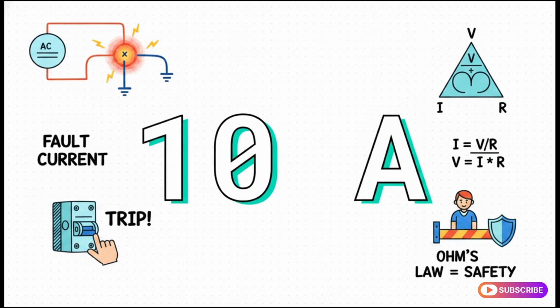So, the absolutely crucial takeaway here is this. This massive, sudden jump in current is exactly why low-resistance faults produce extremely dangerous, high currents in power systems. It is the exact reason your circuit breakers are designed to trip. They are basically doing Ohm's law in real time to keep you safe.